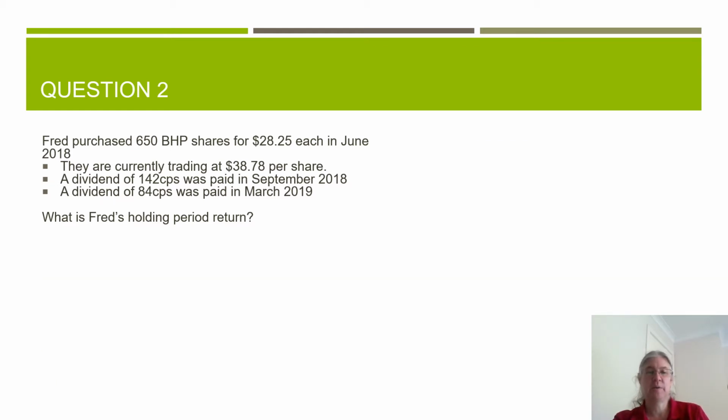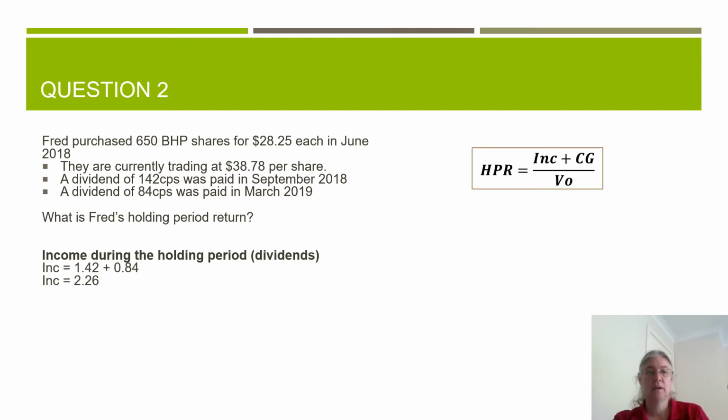Okay, so what was his holding period return? The income during the year is 142 cents per share plus 84 cents per share. Add those two together, and for each share, he got $2.26. We just look at this valued on one share. What was the capital gain? They're currently trading for $38.78 and he paid $28.25. So $38.78 minus $28.25, there's a capital gain for each one of $10.53.